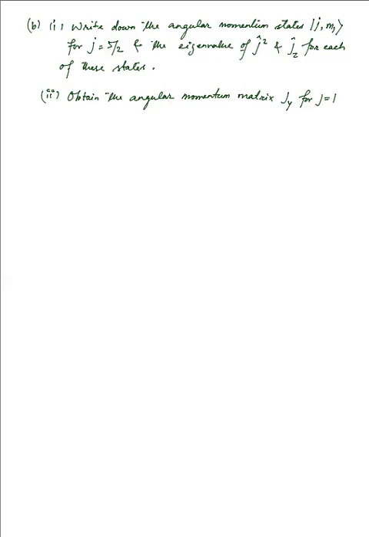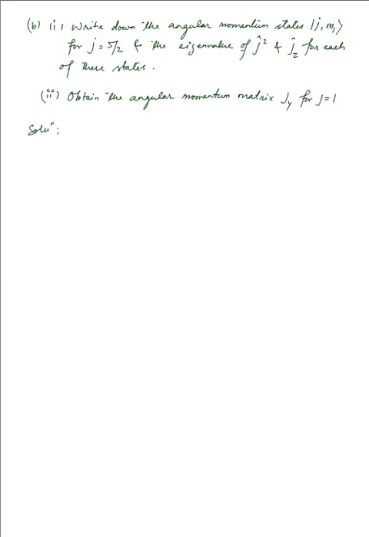In the next bit B, the first bit has asked us to write down the angular momentum states j, mj for j equal to 5 over 2, and the eigenvalues of j squared and jz for each of these states. Well, now we'll first have to look at the degeneracy. So let me use another ink for you, write the solution first.